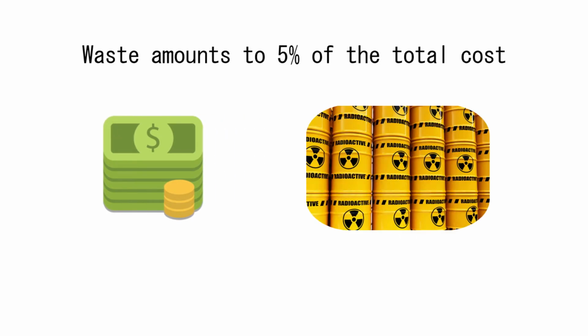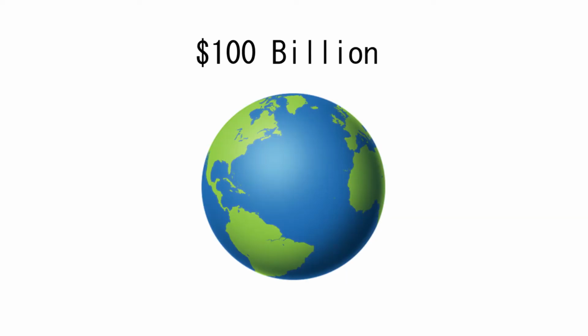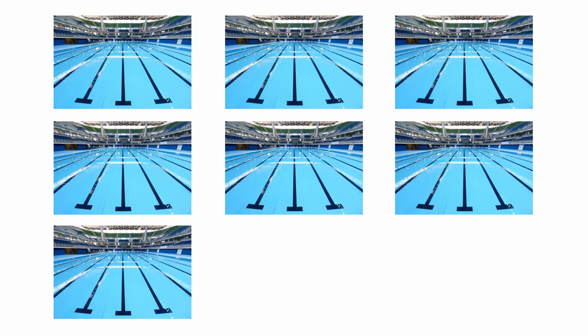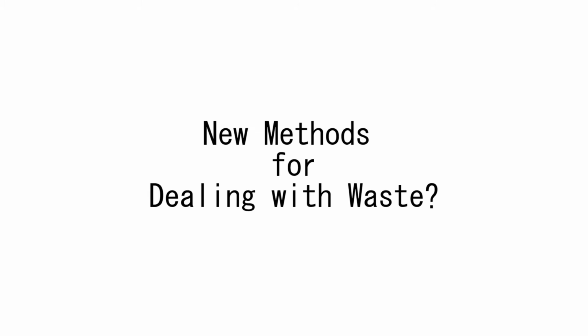The total cost of nuclear power plant waste is roughly 5% of the total cost of the electricity generated, with $100 billion spent globally in 2015. An estimated 370,000 tons of heavy metal waste from spent fuel has been accumulated since the first nuclear power plant was established. The current total disposal volume of high-level waste is roughly 22,000 cubic meters, which is equivalent to 9 Olympic-sized swimming pools. So what are the new methods for dealing with waste?